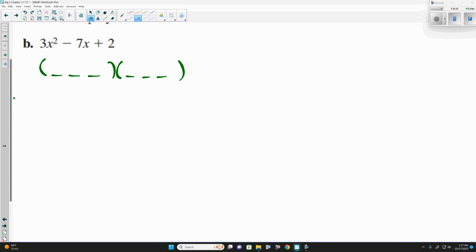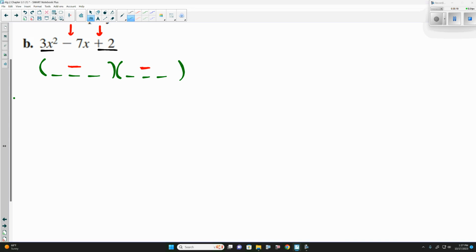Step number 3, find the signs. If the third term is positive, the signs are the same and match the sign of the middle term. If the third term is negative, our signs are opposite. In this case here, the third term is positive. So the signs are the same and match the sign of the middle term, which is negative. So the signs are the same and they're both negative. Questions on this here? Okay.